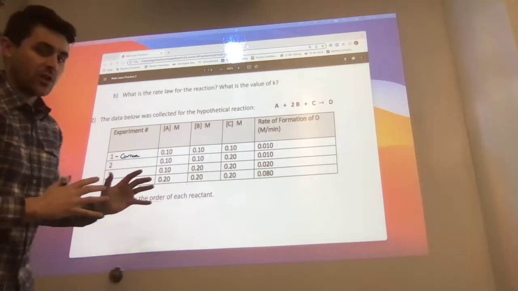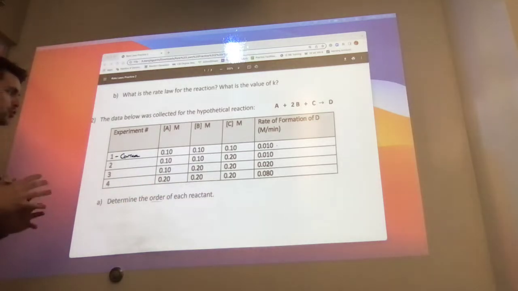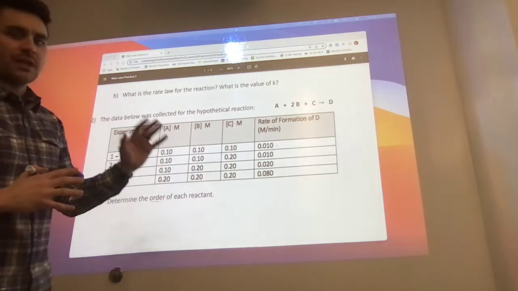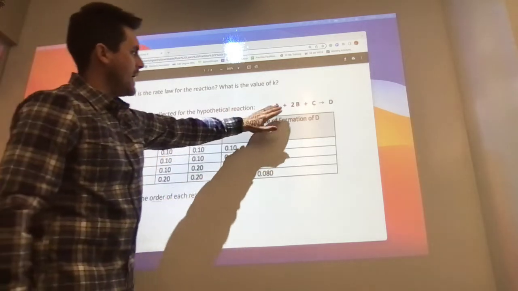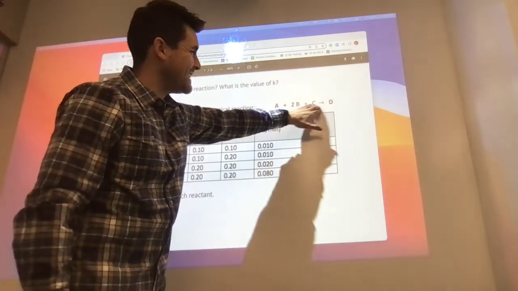We're talking about rate laws from data. We're talking about how we can use data to determine a rate law experimentally. So today's reaction, we've got A plus 2B plus C produces D.